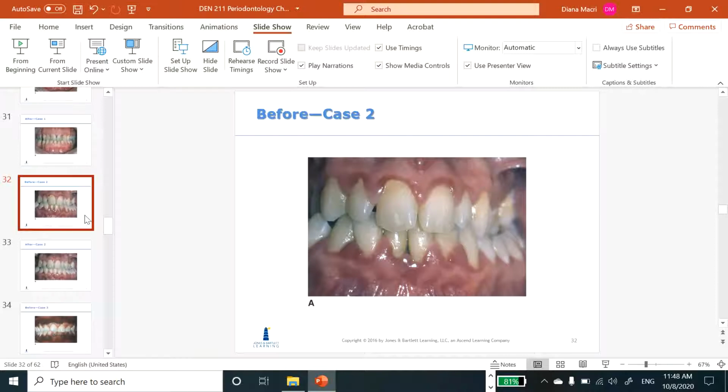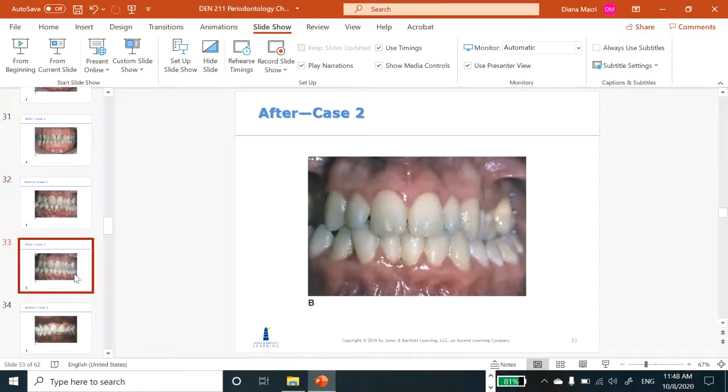Here is another case, much easier to tell. Lots of calculus here. I'll tell you that tissue looks like that because there's tons of calculus there. And of course we have all this redness and inflammation in all the other areas. And after we do our periodontal therapy, we see a great healing. This looks really, really great. For my taste, still a little bit red here. I still don't like it, and I still feel like I see some plaque buildup here as well, but certainly much, much better.